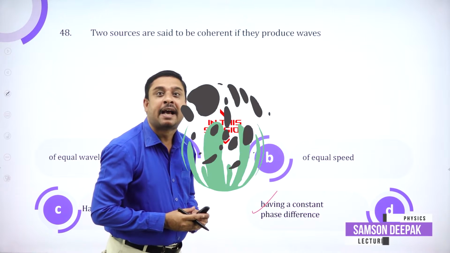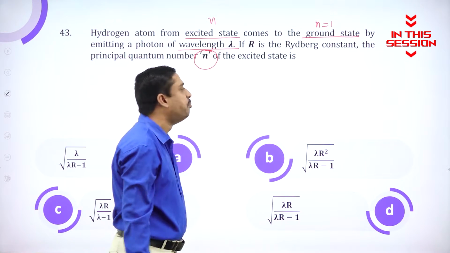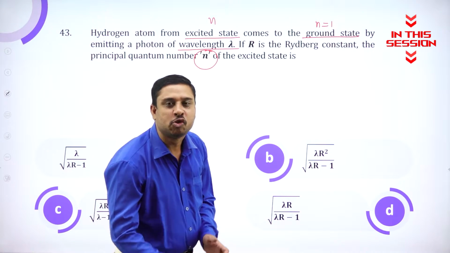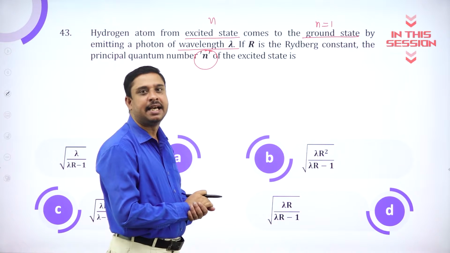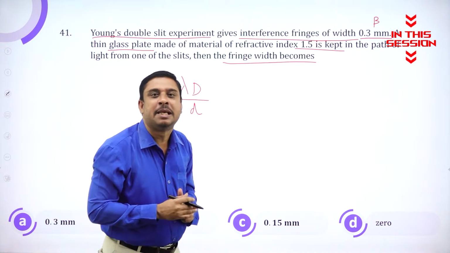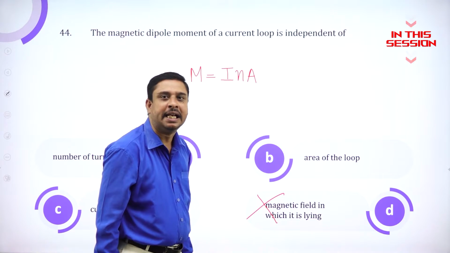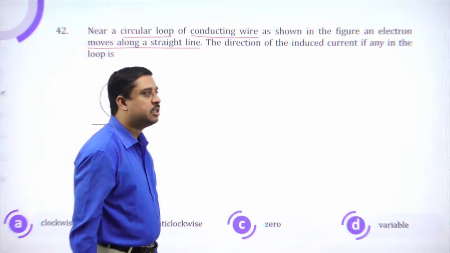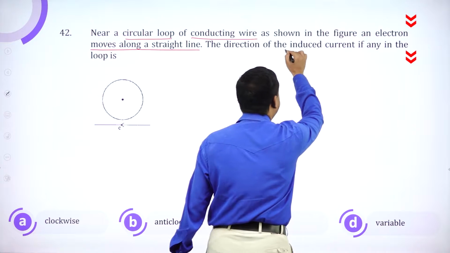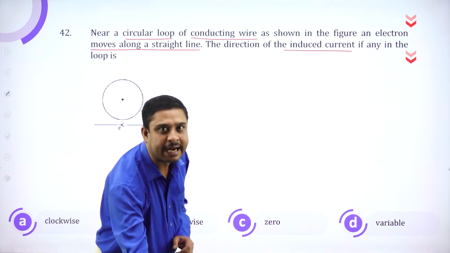Light waves coming out of two coherent sources, principal quantum number n has to be calculated. It has nothing to do with an obstacle in the path of light. It does not depend upon the magnetic field in which it lies. Then what will be the direction of the induced current?